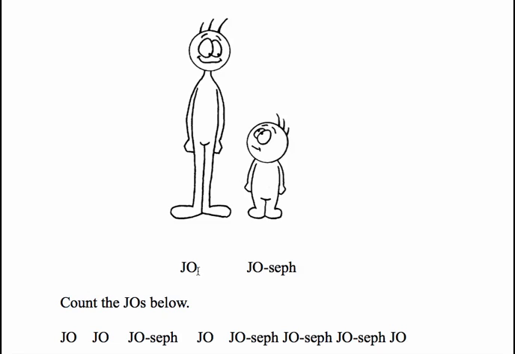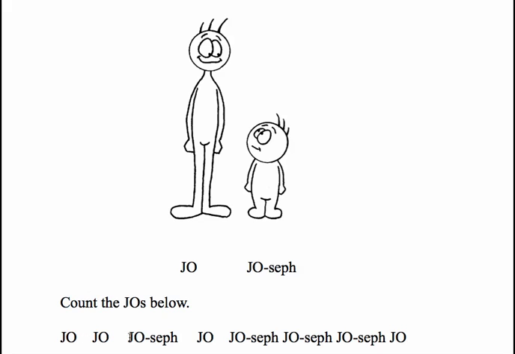Joseph has to walk twice as fast as Joe to cover the same distance. So if we have a series of Joes, they sound like this. Joe, Joe, Joe, Joe. That poor little Joseph has to go Joseph, Joseph, Joseph, Joseph to keep up. Yes?